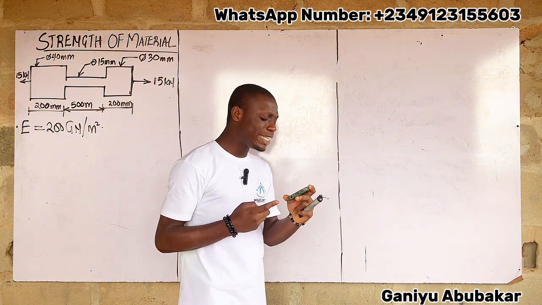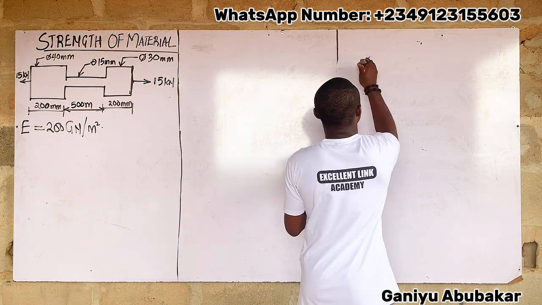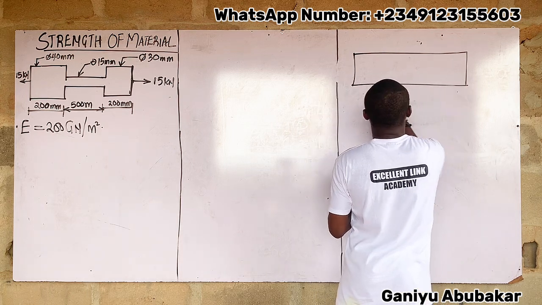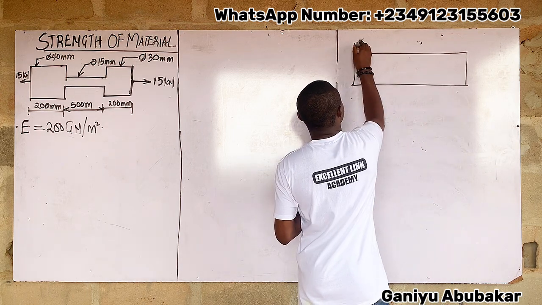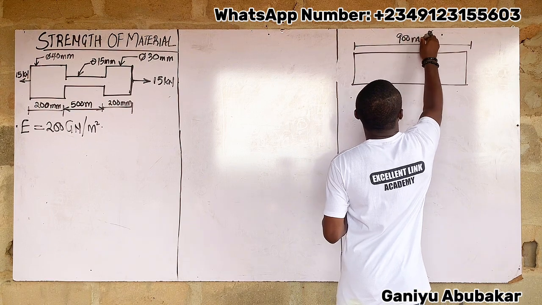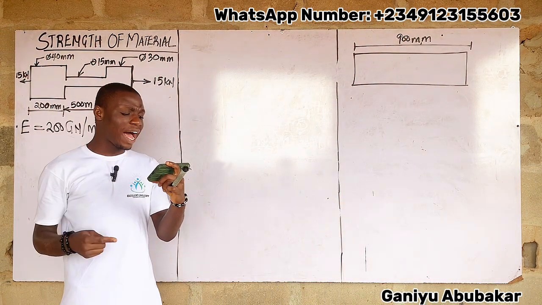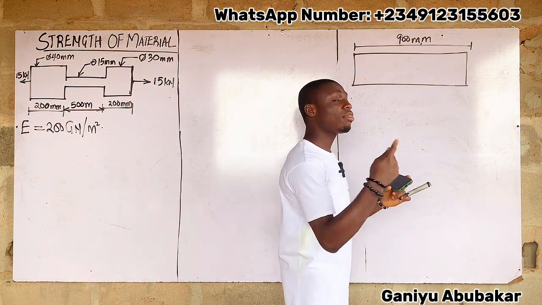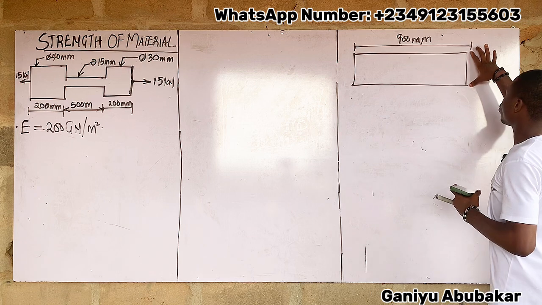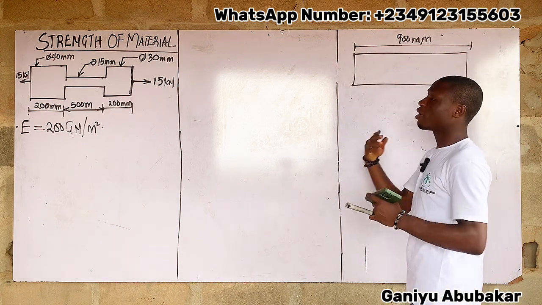It says that a steel bar is 900 millimeter long. It means that the total length of that bar is given as what? 900 millimeter long. So, from here to here is, of course, 900 millimeter. Mind you, the question says that its two ends are 40 millimeter and 30 millimeter in diameter. This end here has the diameter of 30. This one is 40. So 40 and 30 respectively.